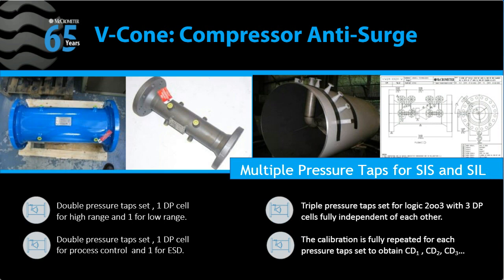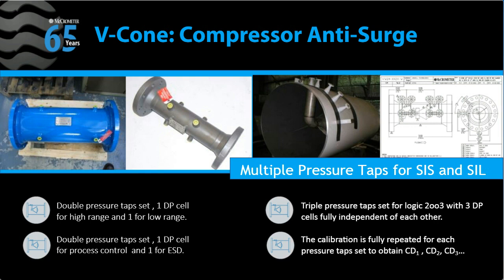The case for compressor anti-surge is the case for actually multiple sets of taps on these types of applications, as I mentioned, so that you can have redundancy measurement. Some of the meters that we've manufactured in the past have included different sets of pressure taps. As you see in these pictures, we've manufactured double pressure tap set where one set is measuring a DP cell for high range, one for the low range.